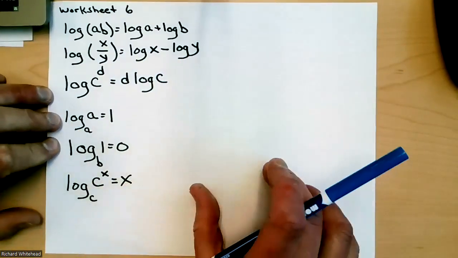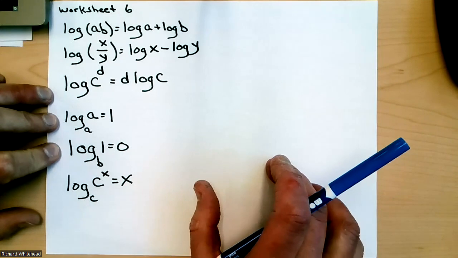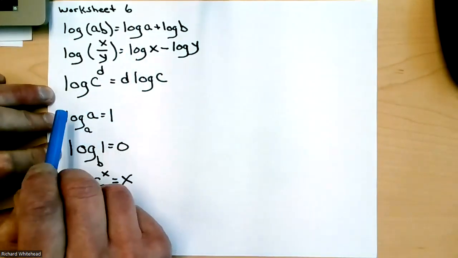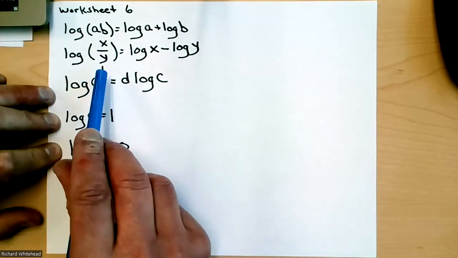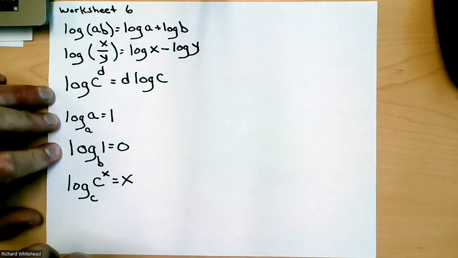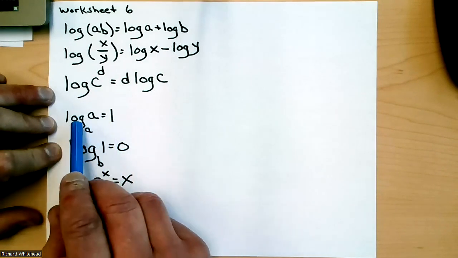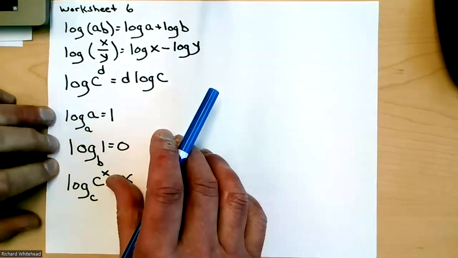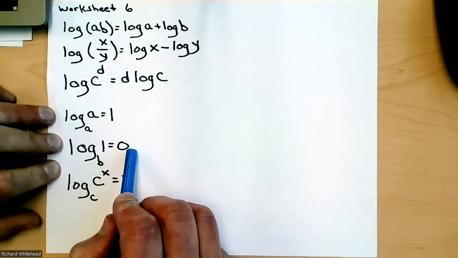And by the way, there's a worksheet and a set of notes posted right at the top, I think, of all the materials that has all these rules. When you have log of something to an exponent, that exponent can always move out front. Log base anything of itself is equal to 1. So log base 2 of 2 is 1. Log base 5 of 5 is 1. Log base anything of 1 is equal to 0.